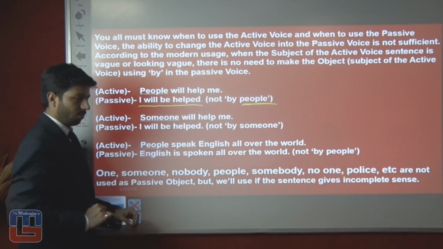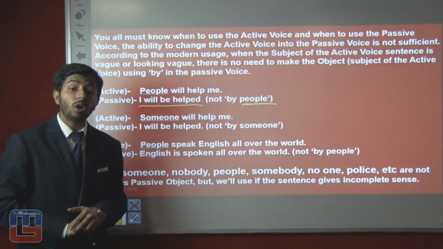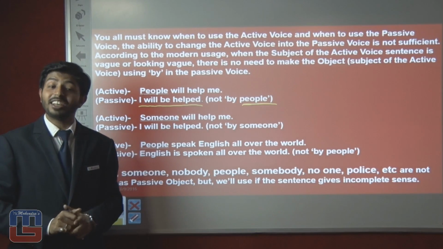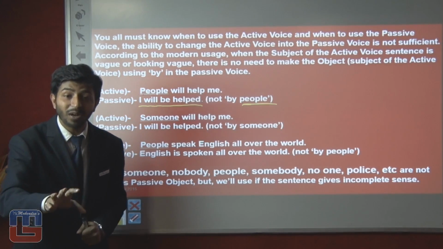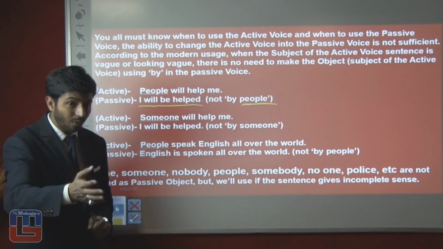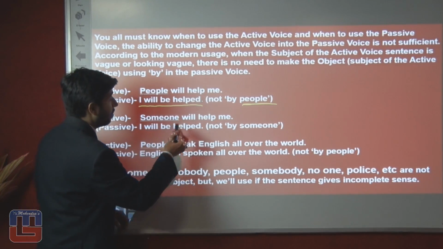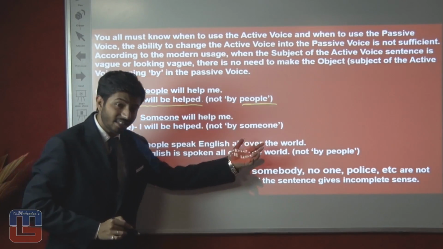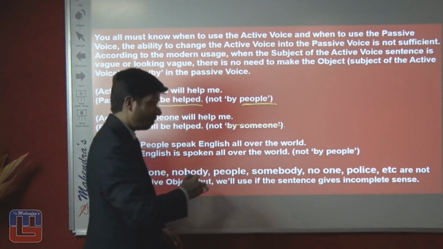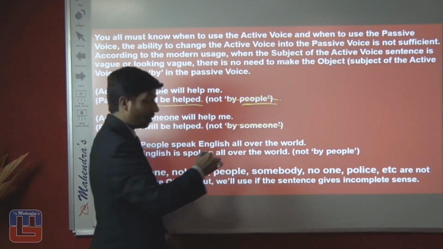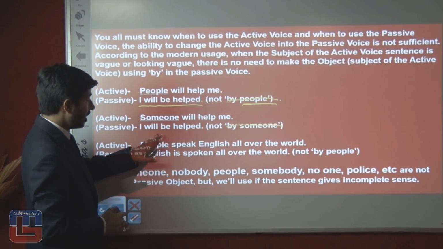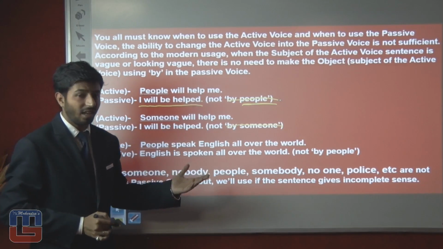Same here. Someone helps me. In the passive voice, there is no need to use someone as an object. Therefore the structure says I will be helped, not by someone. By someone should not be used. By people should not be used. Only I will be helped gives a complete sense.